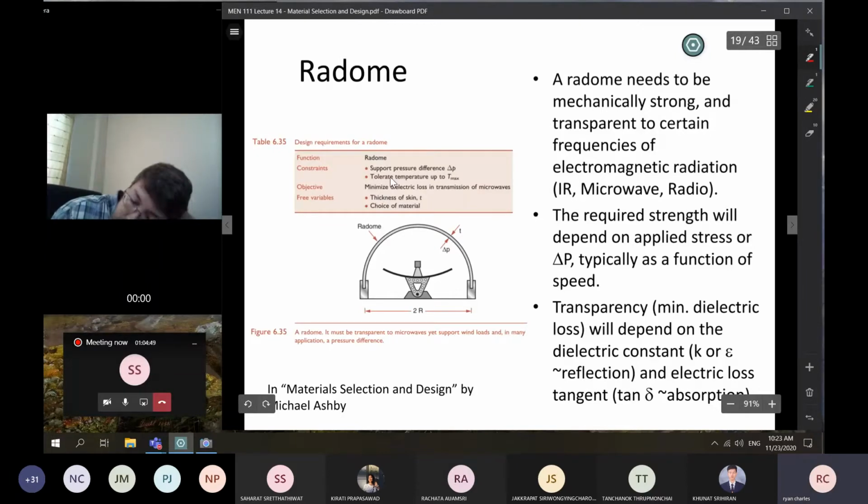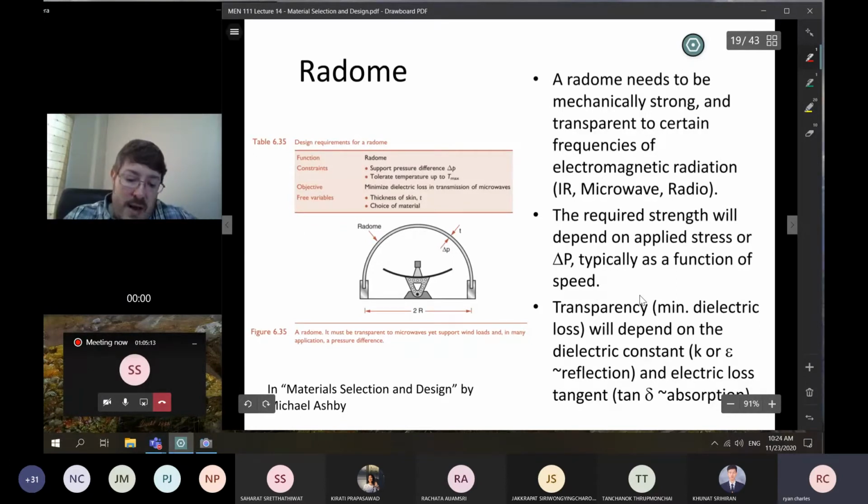What are we trying to do? All right, meet those strength requirements and minimize dielectric loss in transmission here, say microwaves. It's a microwave antenna. What can we change? All right, thickness and material selection again.